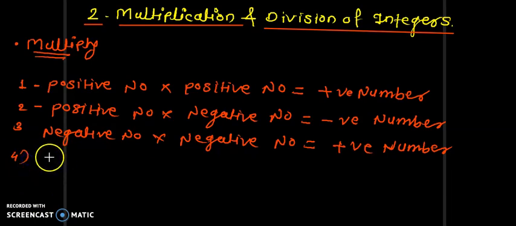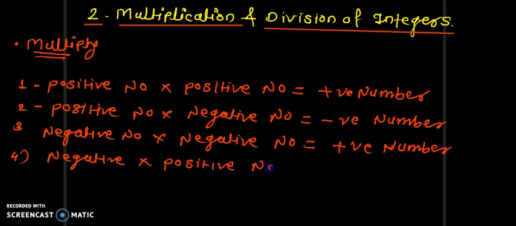Then fourth, first number is negative and second number is positive, then is equal to negative numbers. They are negative integers. Okay, these are the rules of product, the rules of multiplication.